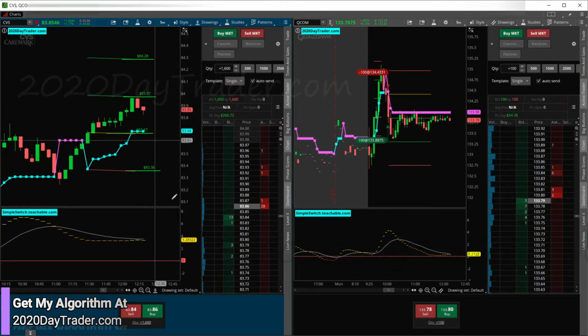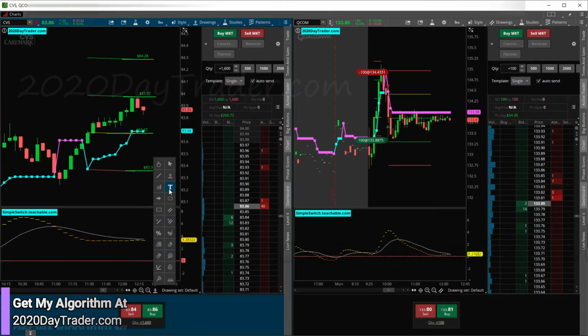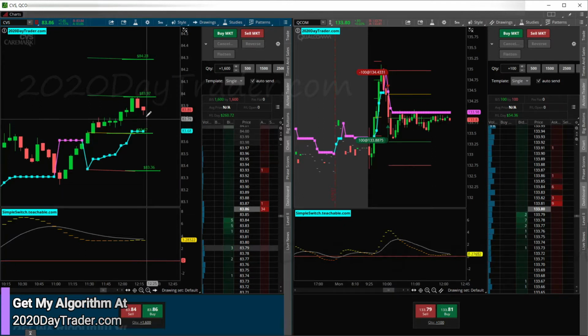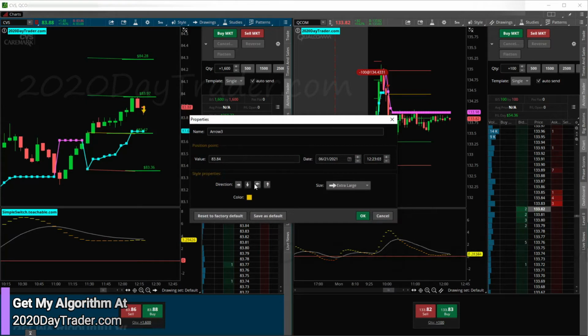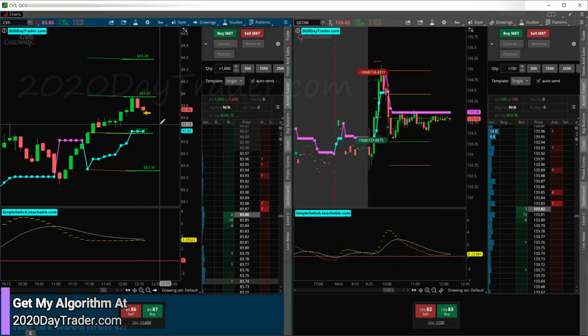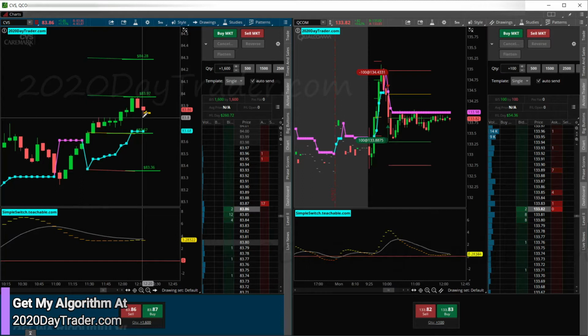So bad. All right, I'm going to put an arrow on this just so we can more easily identify where we got out. Right around there. So then later when we do the recap, we can see clearly what happened with this trade and how I probably left a whole bunch of money on the table by doing this.